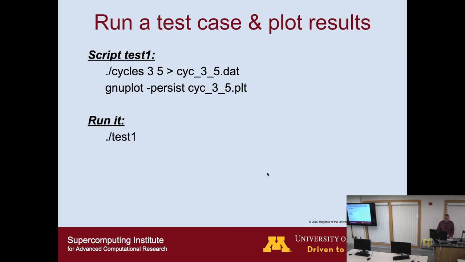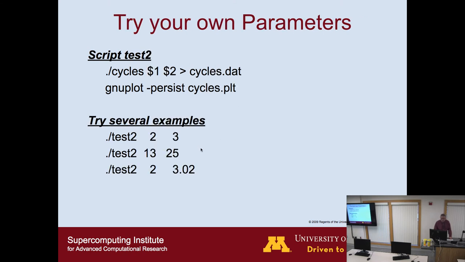In fact, I have an example called run it, which basically are these two lines that run cycles on a pair of numbers, put the output to a data file, and then I have a plot file that will plot it up. Then you'll see the Lissajous figures plotted through X11 to your terminal. There is another example script that will pass through the two arguments. You give it the two arguments to the script, it will redirect the output to a file and then plot that file up, whatever it is. And so you can play around with the program to get the various examples.